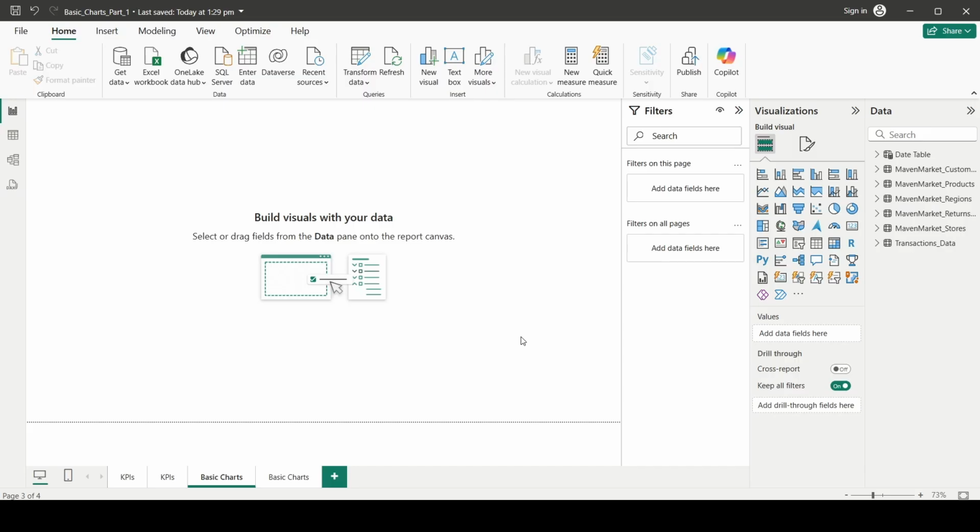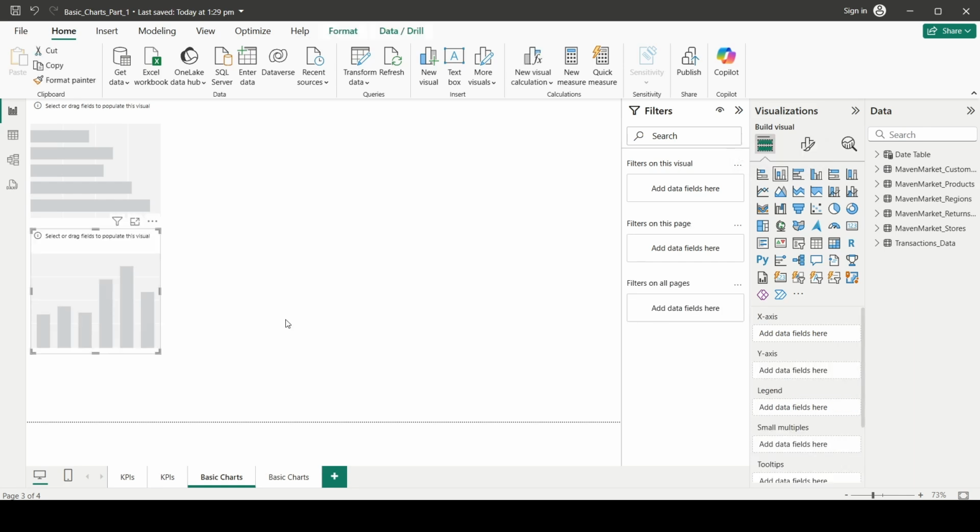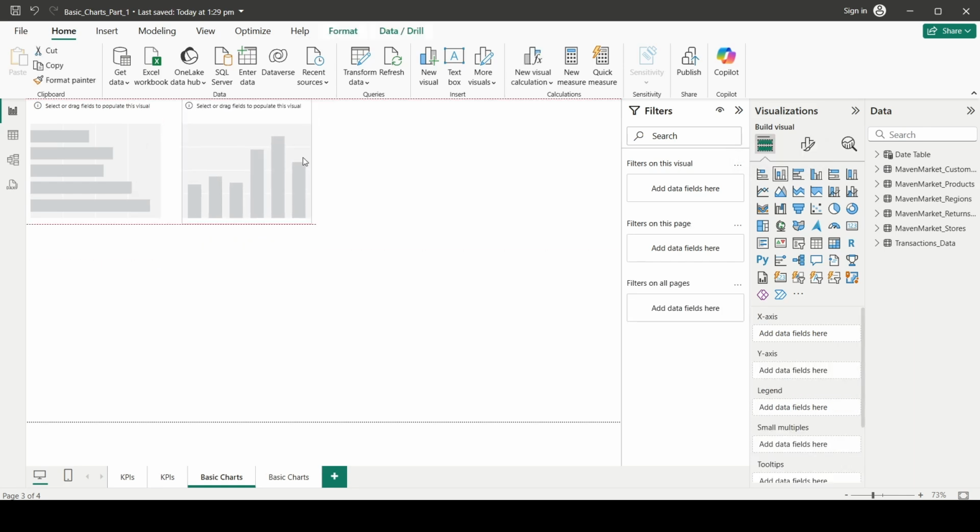Currently, we are in Power BI Desktop. I named these two pages as basic charts as we will be building these basic charts in these two pages. Over here to the right side, we have the visualization pane where all the charts are available. We will be dealing with a few charts from this pane. Let's first understand what is a stacked bar and stacked column chart. The first chart in the pane is the stacked bar chart. Click on it. The second chart in the pane is the stacked column chart. Click on it. Let's place them side by side.